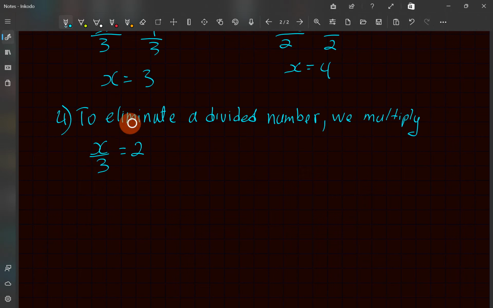Well, according to this rule here, to eliminate a divided number, we multiply. So I would multiply by 3, and I'm allowed to do that as long as I do the same thing to the other side. So I see x would be 6. Let's have a go at another.